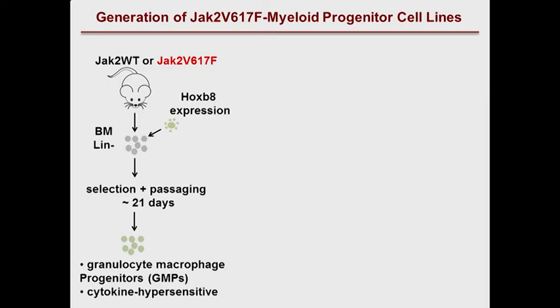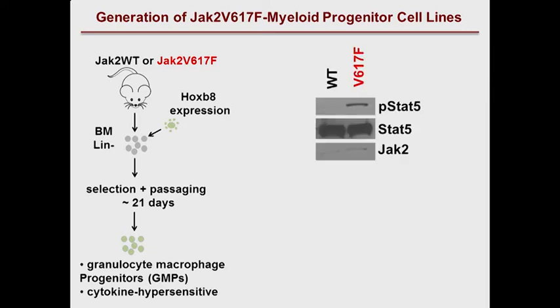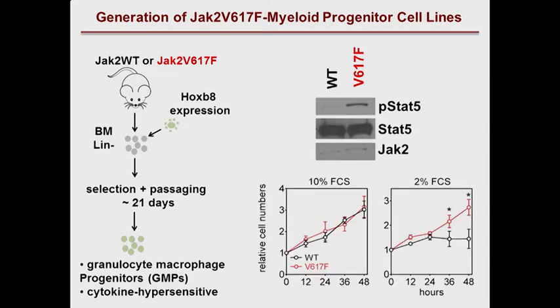Importantly, these cells demonstrated the pathognomonic feature of Jak2 mutant MPN, which we see in patients, which of course is cytokine hypersensitivity. We also see this in the primary mice, and this is demonstrated here. These are the cells grown under standard growth conditions, and you can see differential phosphorylation of STAT5. So again, these are a relevant model to work with and for which to pursue studies. This is just showing the cytokine hypersensitivity. If you grow the cells under standard growth conditions, 10% FCS, they grow at the same rate. If you grow them under 2%, the VF cells grow preferentially well due to this cytokine hypersensitivity.